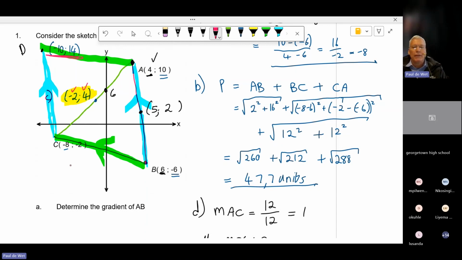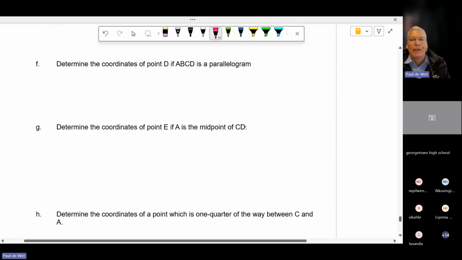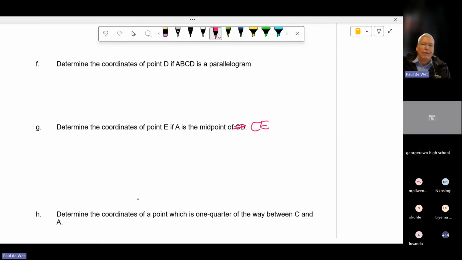I think it's meant to be, just change this question to the midpoint of CE. CE. Right. So find E if A is the midpoint of CE.